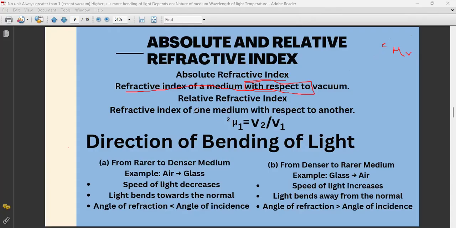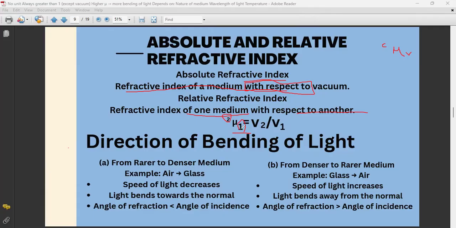Now for the relative refractive index of one medium with respect to another. Absolute and relative are somewhat similar but distinct at the same time. Absolute refractive index is only for the refractive index of a medium with respect to the vacuum, but relative is for the refractive index of any medium with respect to another medium. So again, if I'm talking about the refractive index of the second medium with respect to the first, the reference medium will be written in the upper position, and the other one in the lower position.